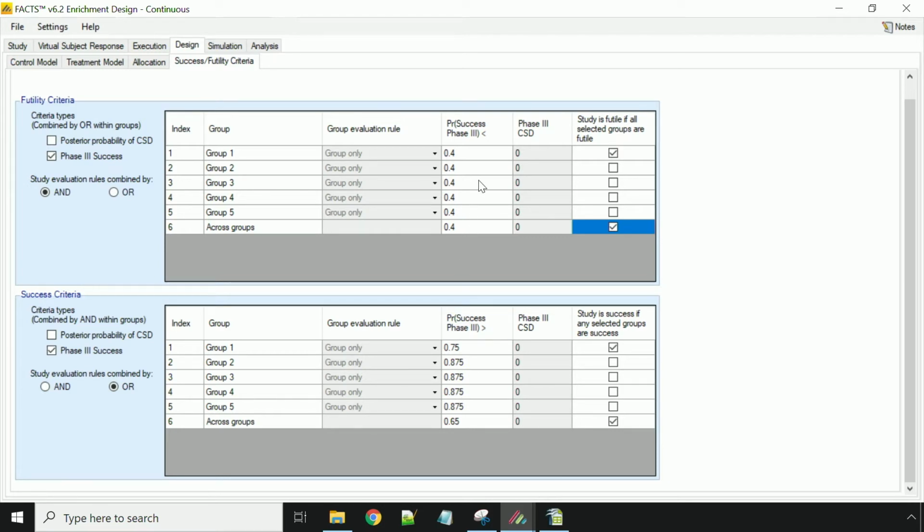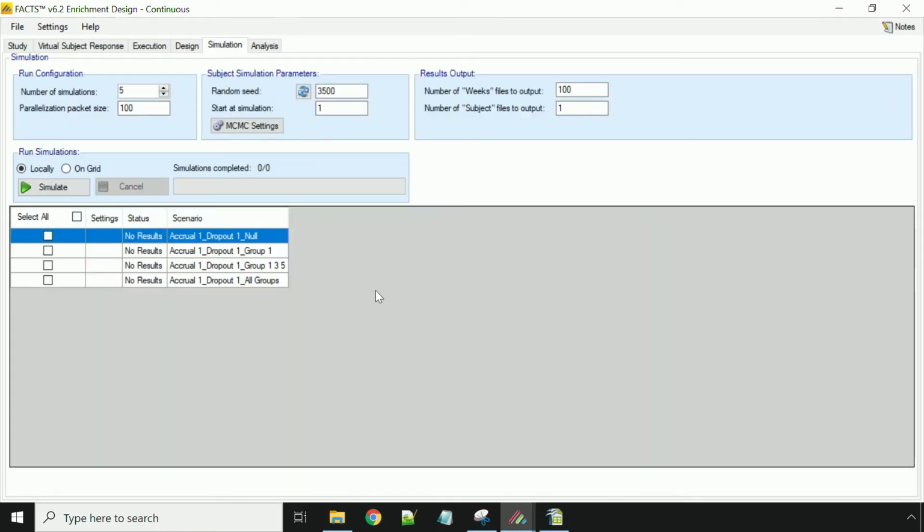And then similarly, for the futility, we shall declare that group 1 would be futile if its probability of success in phase 3 is less than 0.425. For each of the smaller groups, if their probability of success is less than 0.2. And for the across groups, if its probability of success is less than 0.15. And having entered that, we can now go to our simulations tab and run some simulations.